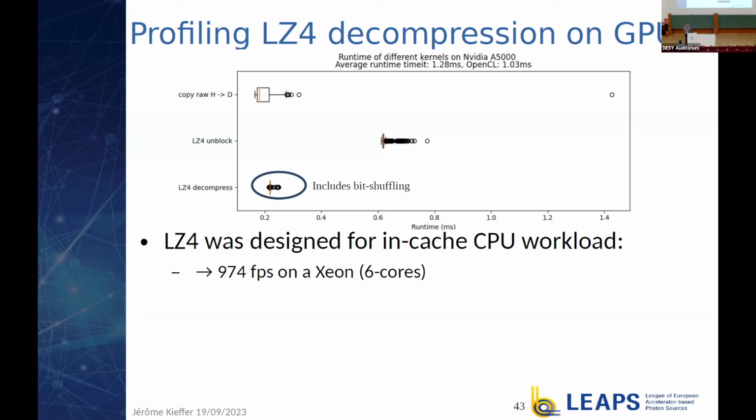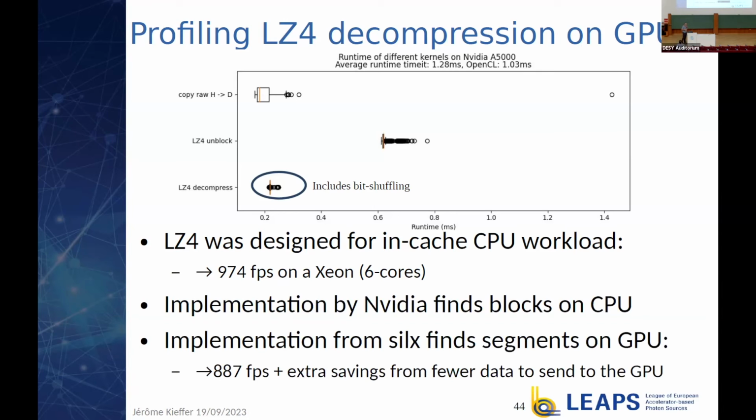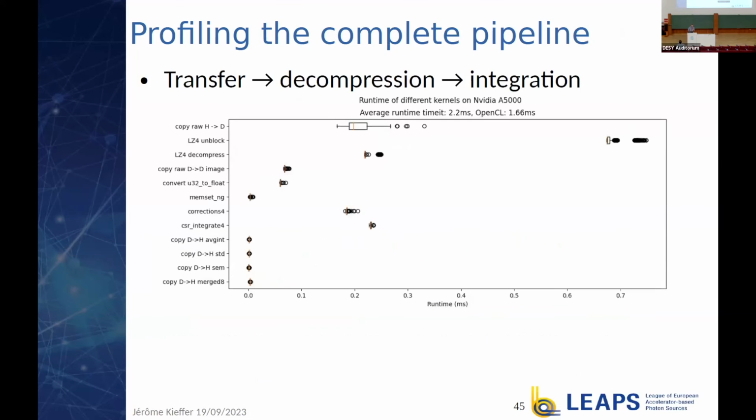So technically speaking, if I compare the 6 cores of my old Xeon, we get close to 1,000 frames per second. The implementation I made does 800, 900 frames per second. So we are close to, but we are not extremely fast. So it's not super exciting.